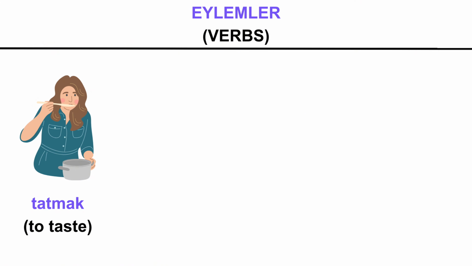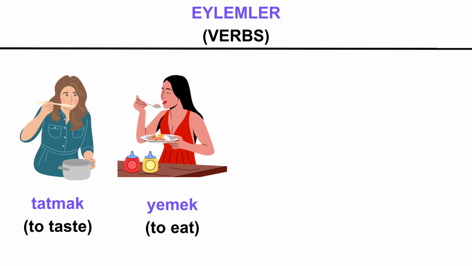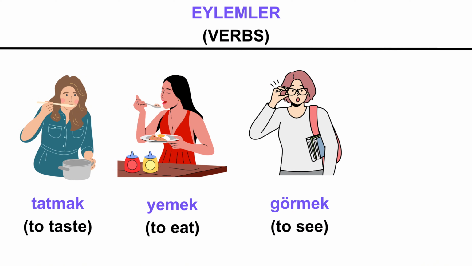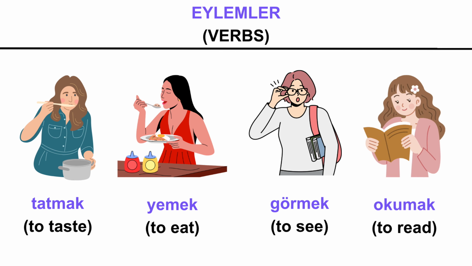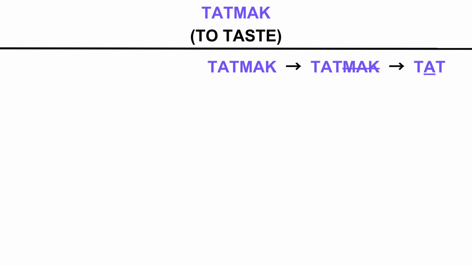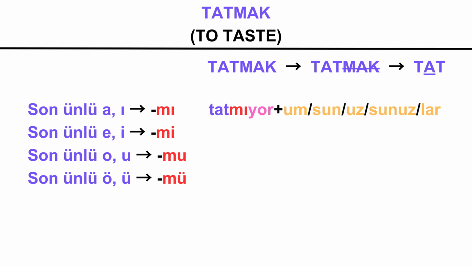Tatmak, to taste. Yemek, to eat. Görmek, to see. Okumak, to read. So when I look at tatmak, for example, what do I do? First, I get rid of mak. And then I have tat, right? My last vowel is a. So if the last vowel is a or ı, I add m as a negative suffix, okay? That's why I will add mı.